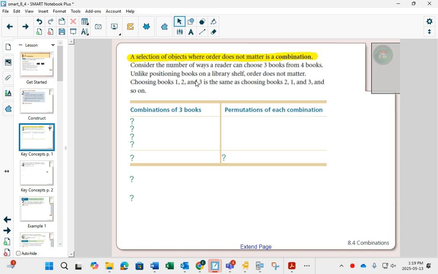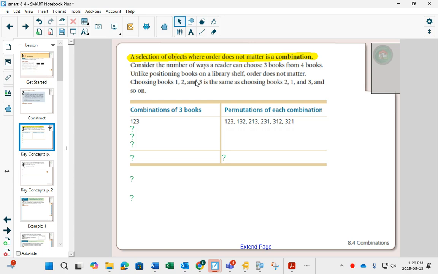So if you took book 1, 2, and 3, if the order mattered, there would be 6 of them that are all identical. Right? Picking 1, 2, and 3. No, I'm going to pick 1, 3, and 2. No, I'm going to pick 2, 1, 3. No, I'm going to pick 2, 3, and 1. Those are all the same. So in situations where the order doesn't matter, we look at the combination.